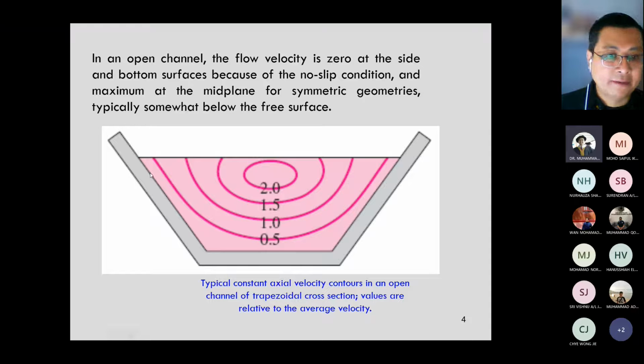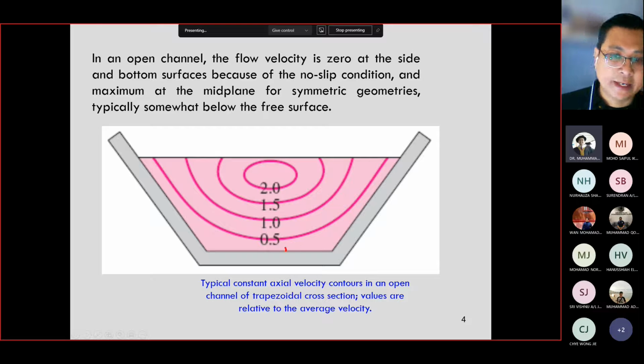So the flow is considered not exactly attached to the solid body. The flow will be influenced by the distance from the solid body, so the velocity will vary. You can see how the velocity inside the open channel varies from the body here. By distance, the velocity will increase.